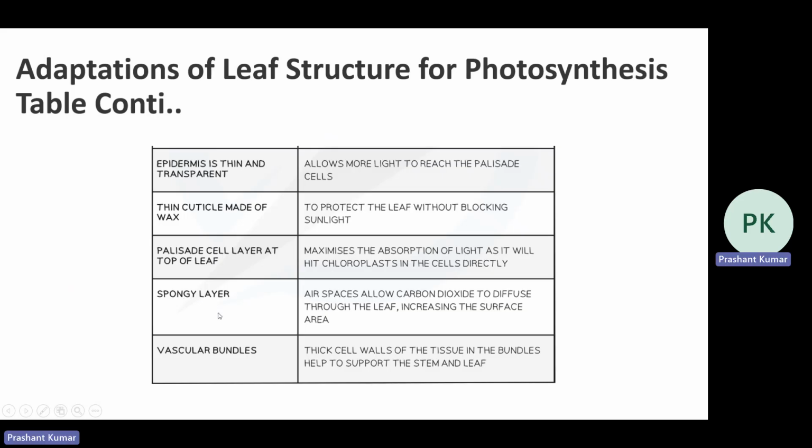Spongy layer: spongy layers have irregular shapes so that CO2 can diffuse into the leaf and increase the surface area. Vascular bundles have thick cell walls in the tissue in the bundles to help support the leaf. So the leaf shape should be maintained. To maintain the leaf shape, there are vascular bundles.